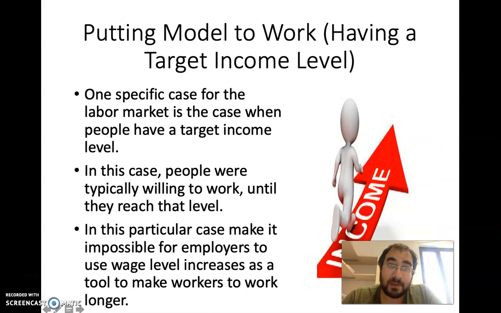Having a target income level, that's an interesting thing. Some workers might have a certain target income level, and then they might say, okay, if I earn this income, I don't want to work more than that. In that case, if the wages of those workers increase, they will definitely decrease their labor time because all they want is to reach that target income level and not more. Is this possible? Will people just want to reach a certain living standard which requires a certain target income level and not work more?